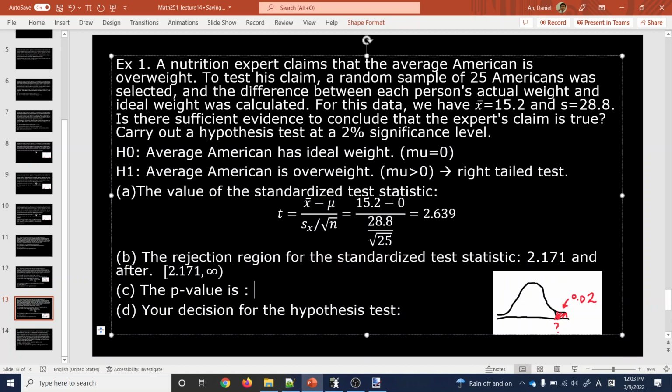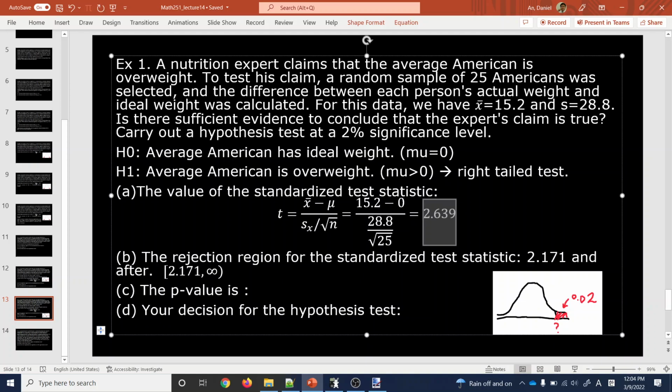So already you kind of know which one wins. Your t distribution test statistic, the t-score, came up as 2.639, and your rejection region is 2.171 until infinity. Question: is 2.639 inside the rejection region or not? Yes. 2.6 is above 2.171, so it does belong to this interval, doesn't it?